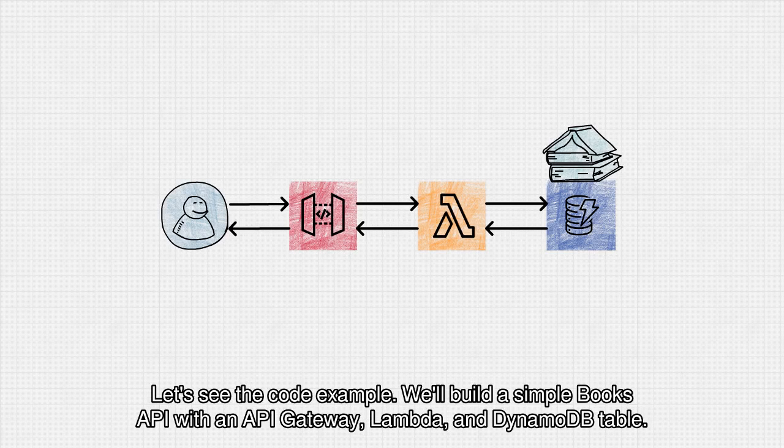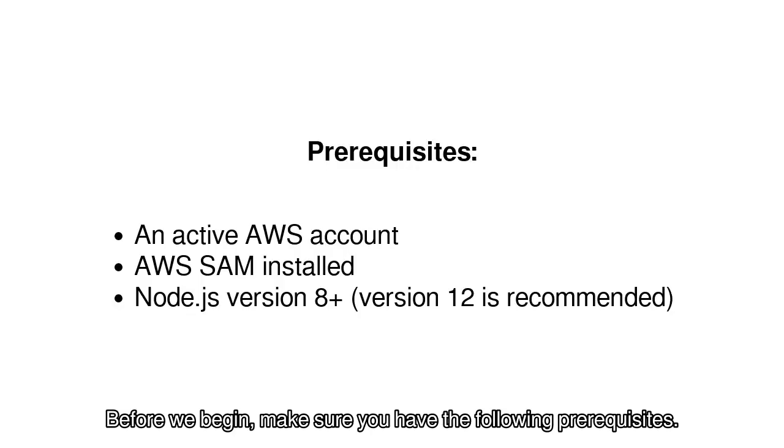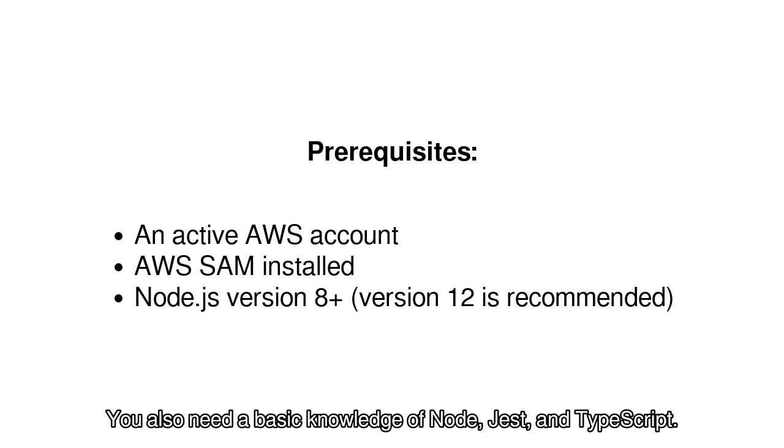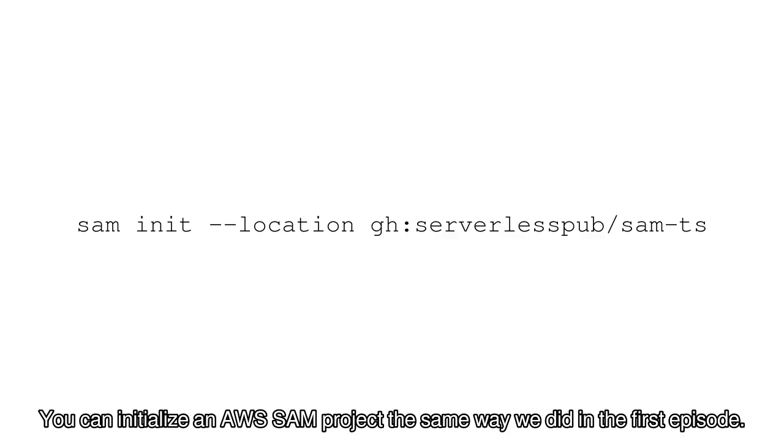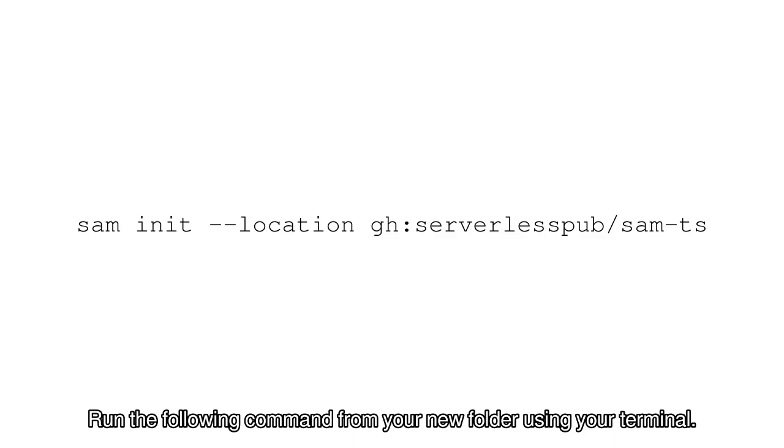We'll build a simple Books API with an API Gateway, Lambda, and DynamoDB table. Before we begin, make sure you have the following prerequisites. You also need a basic knowledge of Node.js and TypeScript. Start by creating a new folder and navigating to it using your terminal. We'll call it Testing Example. You can initialize an AWS SAM project the same way we did in the first episode. Run the following command from your new folder using your terminal.